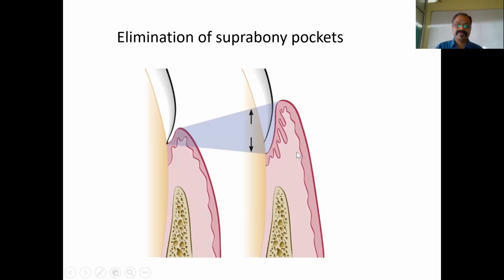So this is most of the time seen in a pseudo pocket, where there is no destruction of your attachment apparatus, but there is a proliferation of your gingival tissues, making the sulcus depth more. That's what we call pseudo pockets. So that is one of the indications of your suprabony gingivectomy.